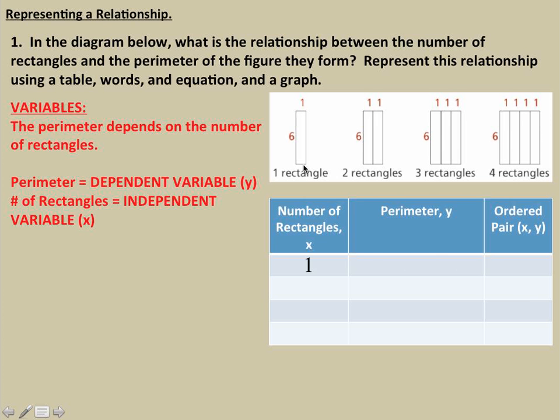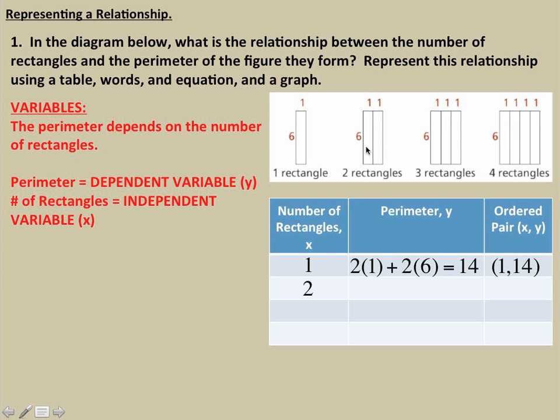So 1 rectangle, the perimeter was 14. 2 times 1, because there's a 1, there's a 1. So there's 2 1s, and there's 2 6s. There's this side and that side. Total, 14. This would be 2 plus 12, which is 14. So when my x was 1, my y was 14. 1, comma, 14.